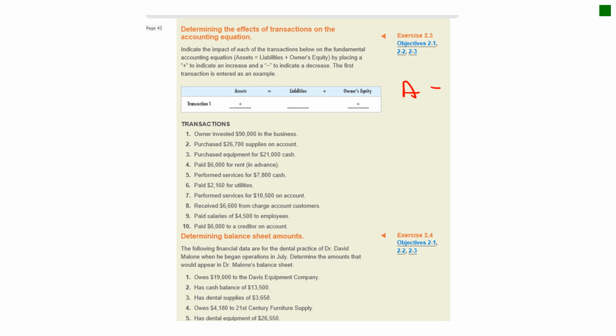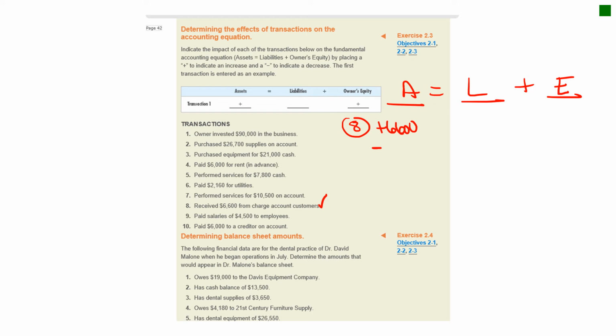So now we're on number 8. I kind of just hope you can remember the numbers. Number 8, which is received $6,600 from charge account customers. So what that's going to be is you're receiving cash. That's a plus 6,600. And from a charge account, guys, that's really accounts receivable.